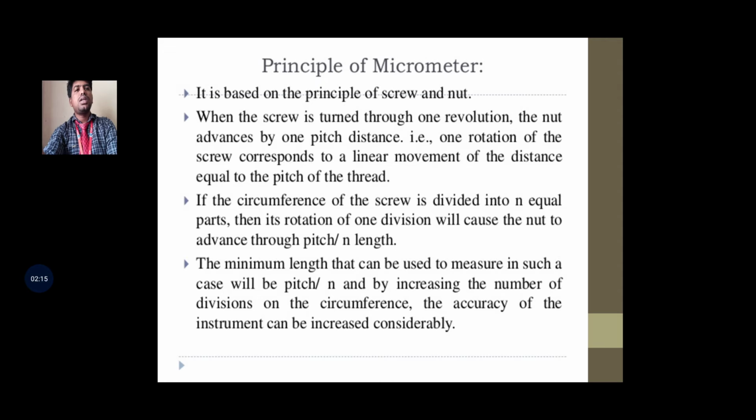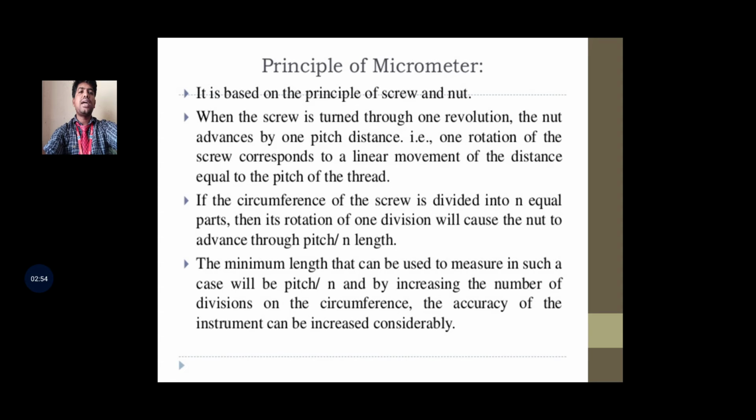What is the principle of the micrometer? It is based on the principle of screw and nut. When the screw is turned through one revolution, the nut advances by one pitch distance. For example, one rotation of the screw corresponds to a linear movement equal to the pitch of the thread. If the circumference of the screw is divided into n equal parts, then a rotation of one division causes the nut to advance through a length of pitch divided by n.